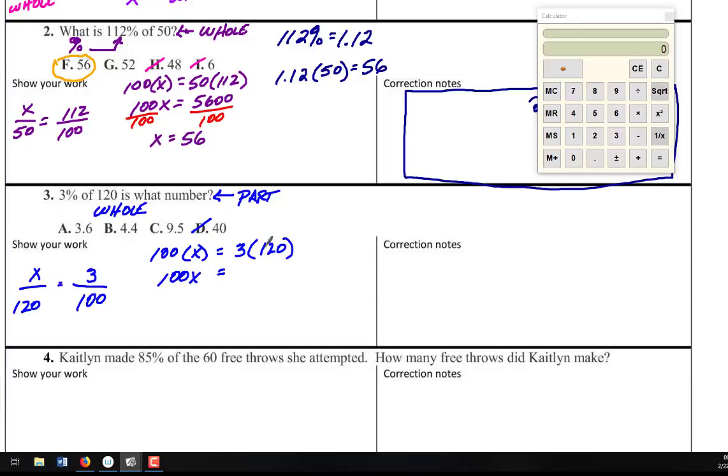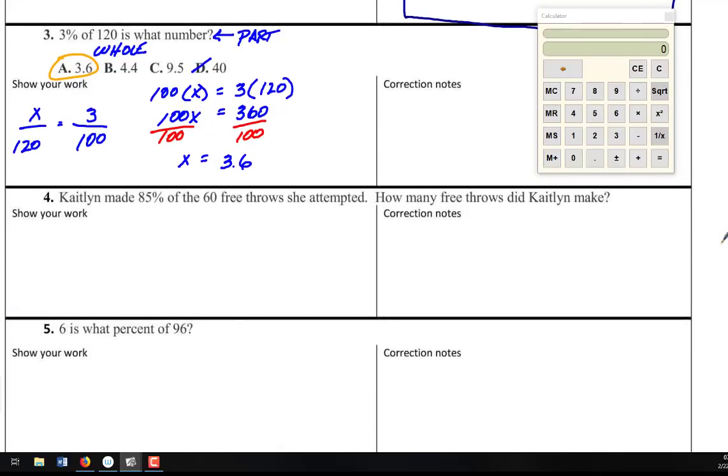That's 100x. This is 3 times 100 is 300, and 3 times 20 is 60. We're going to divide everything by the coefficient, and we are going to get x, oops, sorry, I put the 3.6 on the wrong side. X is equal to 3.6, and we have answer A.